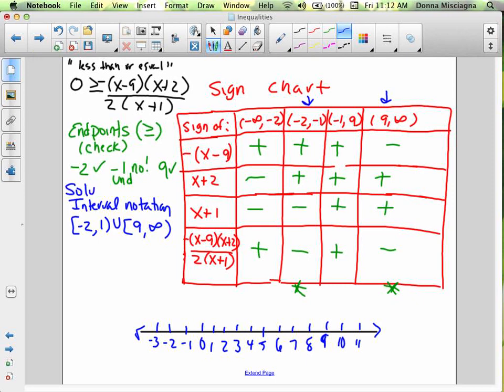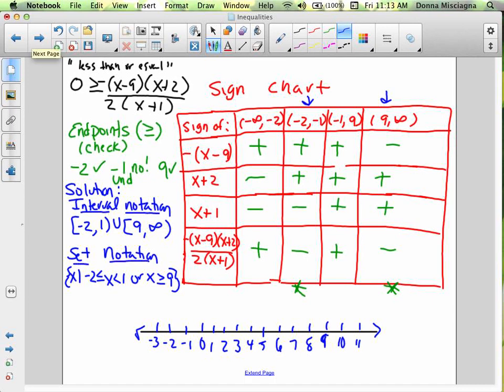So this is our solution in interval notation and set notation. So in set notation, this is a brace x, such that, we can be greater than or equal to -2 and less than -1, or we could be greater than or equal to 9. Right, there's our solution in both interval notation and set notation.